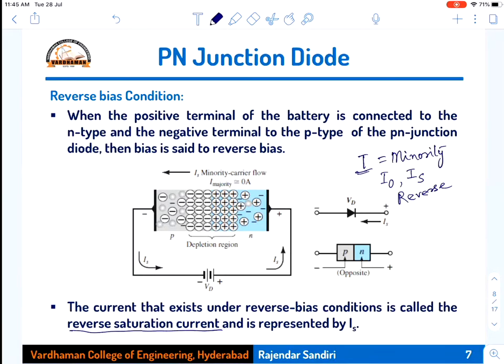Therefore, we call that a reverse saturation current, and it flows in the opposite direction, from cathode to anode, that is N side to P side. That's why it is called reverse current, and it is due to minority charge carriers, whose number is fixed. Therefore, it is called reverse saturation current, represented by either I naught or IS.